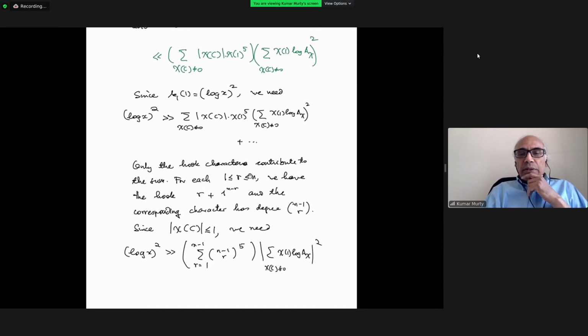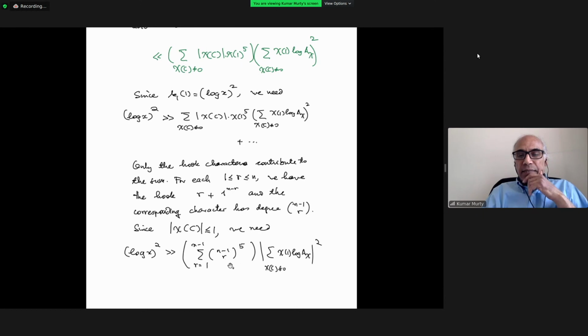So once again, only the hook characters contribute to the sum, and we know that for each r between 1 and n, you have a hook character, which corresponds to this partition, and has roughly this degree, and the value of the character is less than or equal to 1. So you can just replace it by 1, and this is a big deal, you see, because if you look at the usual estimates, the only general estimate you have for chi of c is chi of 1. And that jacks up these estimates, these powers here, so that's bad. But here, being bounded by 1 is a big saving.